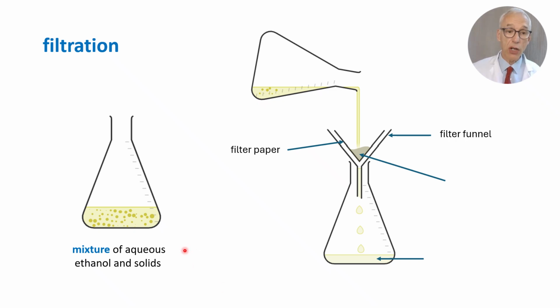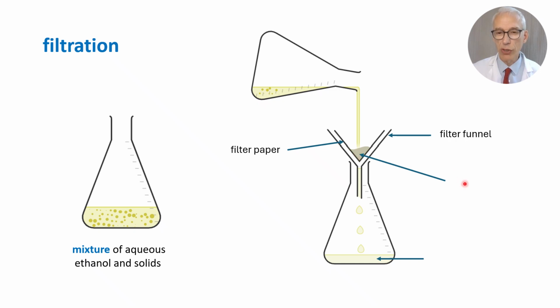If we start with the mixture of aqueous ethanol and the undissolved solids from the previous slide, we're going to carry out filtration to separate the two. Obviously, we have filter paper within a filter funnel. The aqueous solution of ethanol passes through. The undissolved solids collect in the filter paper.